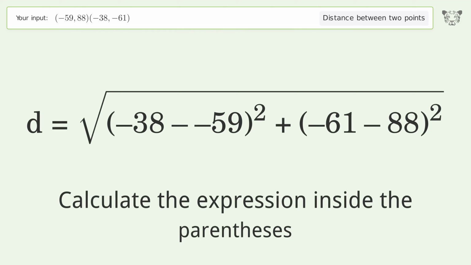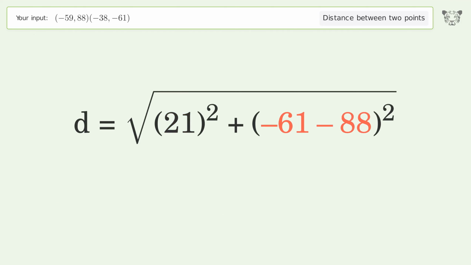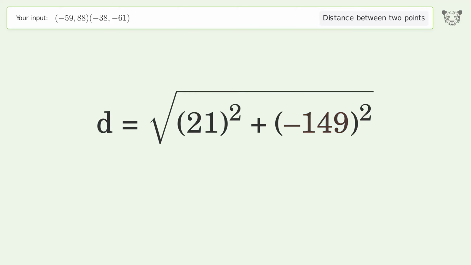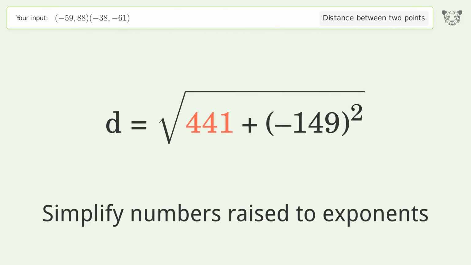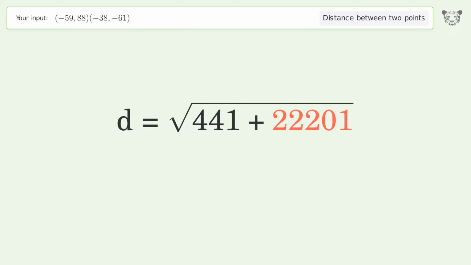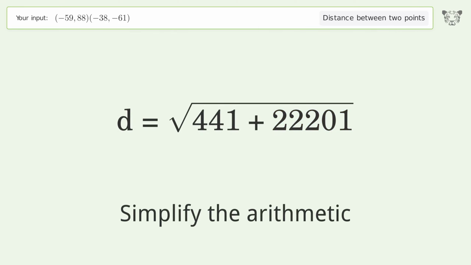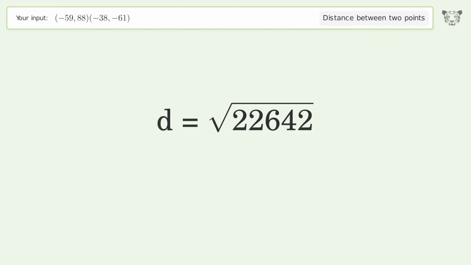Calculate the expression inside the parentheses. Simplify numbers raised to exponents. Simplify the arithmetic. And so the distance between the 2 points is the square root of 22,642, or 150.473.